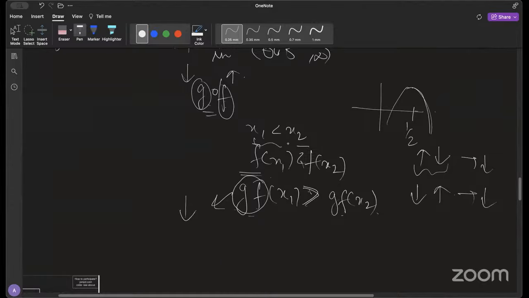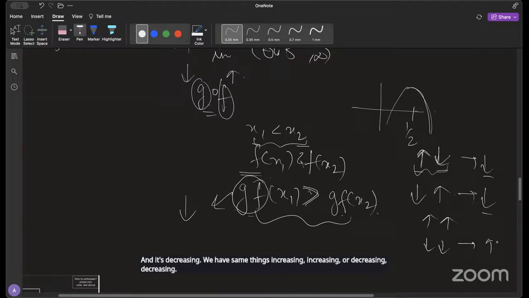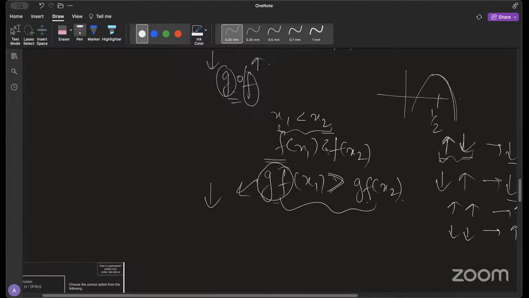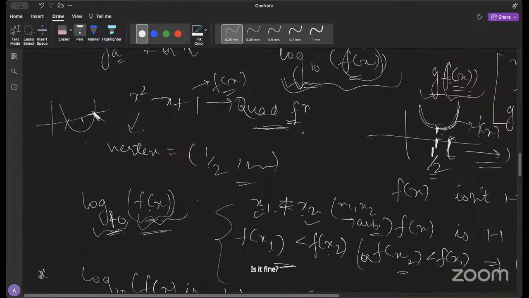The sign changed here, right? So if you have opposite things here, one increasing and one decreasing, the composition is decreasing. If you have the same things, both increasing or both decreasing, then it's increasing. Is it fine? Yes, ma'am, it is fine.